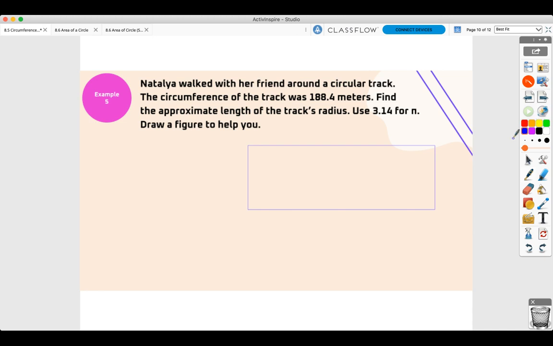All right, let's do some word problems or other problems. Natalia walked with her friend around a circular track. The circumference of the track was 188.4 meters. C is equal to 188.4 meters. Find the approximate length of the track's radius. Use 3.14 for pi. Draw a figure to help you. If you need to draw a figure, you're trying to find out what the radius is. You do know that the entire thing, the circumference, is 188.4. So C is equal to 2 pi r. Now let's substitute everything that we know.